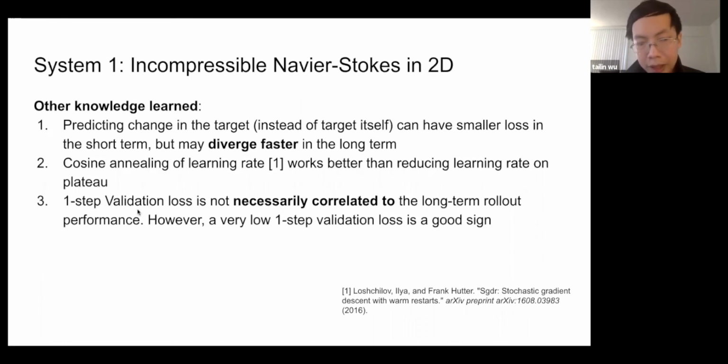However, we find that a very small one-step loss is a good sign. For example, if the one-step validation error is already large, then it definitely is bad. If it is good, then it may be good in the long term.